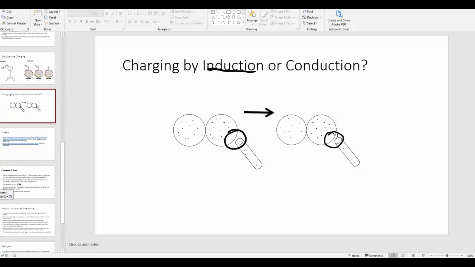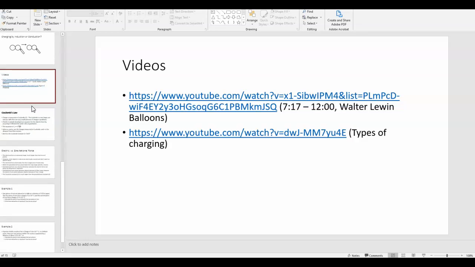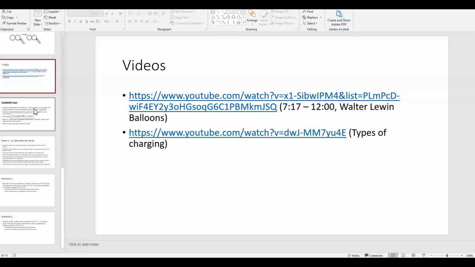So we've talked about charge, we've talked about the electroscope, and we've talked about ways to transfer charge by friction, by conduction, by induction. I'm going to link some more videos in so you can see some demonstrations. And we're almost done with this video.